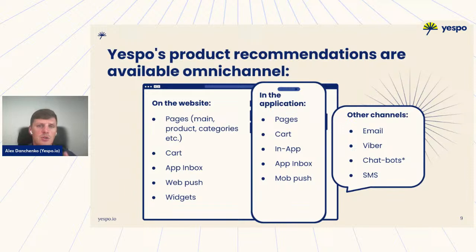And of course, not just the website and the app, we also want to retain people and bring them through other direct channels. So here, we can also implement the same recommendation in email, both triggered or transactional and mass campaigns. So basically any mass campaign like email broadcast or Viber broadcast or chatbot broadcast or even text message broadcast can be populated with personalized recommendations per every recipient.